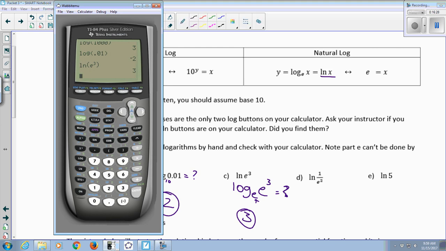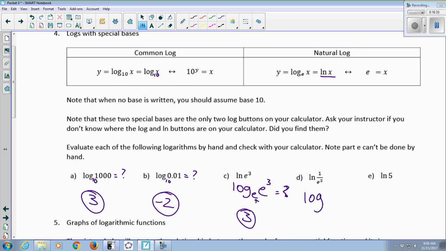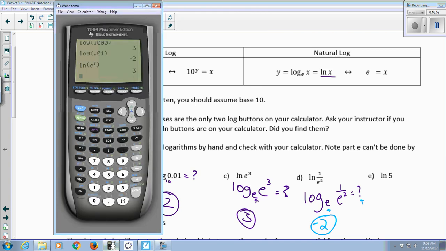The ln of 1 over E squared, well, that would be log base E of 1 over E squared equals what? So E, that's my base, to what power equals 1 over E squared, and that's the -2. E to the -2 is 1 over E squared. Verify. The ln of 1 over E squared, -2.